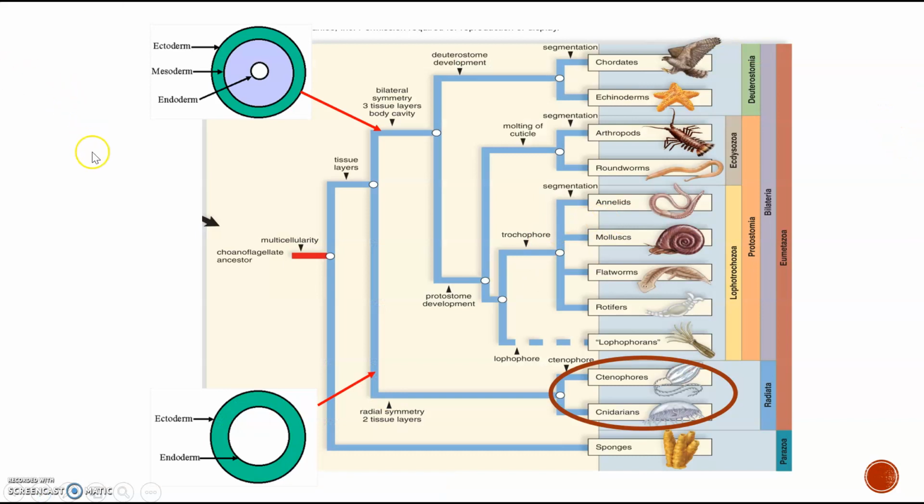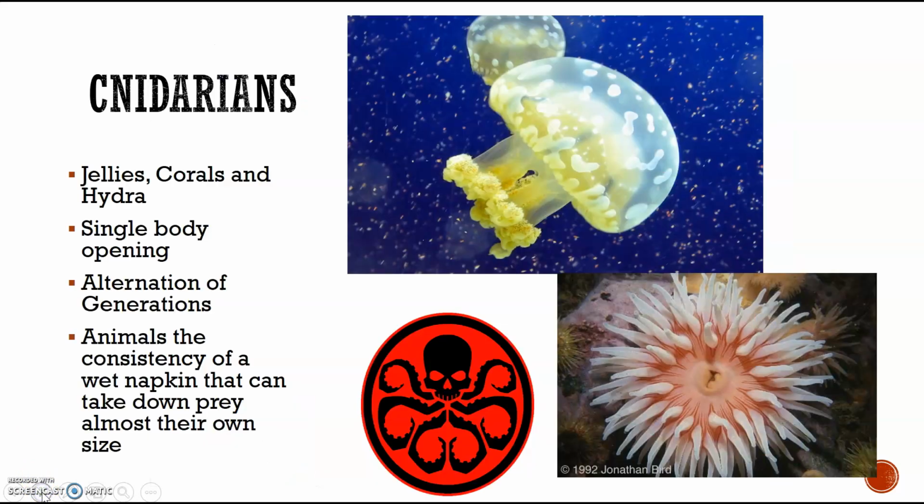Okay, so now we're going to talk about animals that have differentiated tissues. So first we're going to talk about the more simple ones that only have, during development, an ectoderm and an endoderm. These are the ctenophores and our cnidarians. So they are radially symmetric and only have those two layers. So first up are our cnidarians.